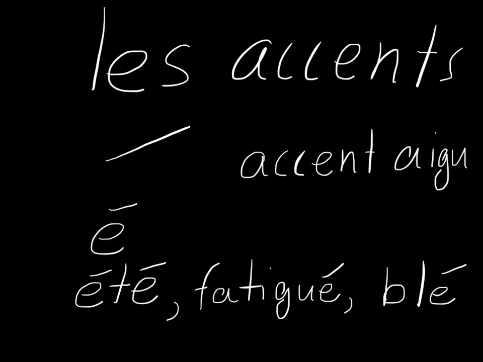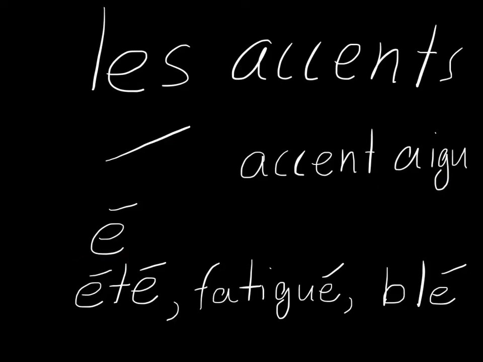Let's talk about accents. French accents are very important because they help you both with pronunciation and with distinguishing words that otherwise would sound the same. Most important one, accent aigu. Notice the direction of the accent aigu: bottom left, top right. Accent aigu is an accent you can hear.